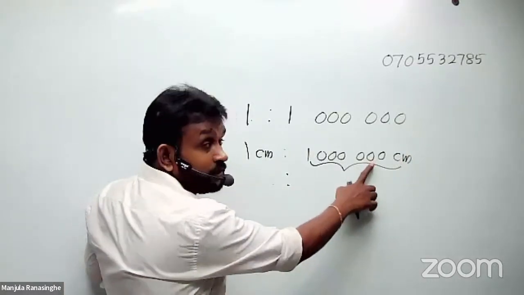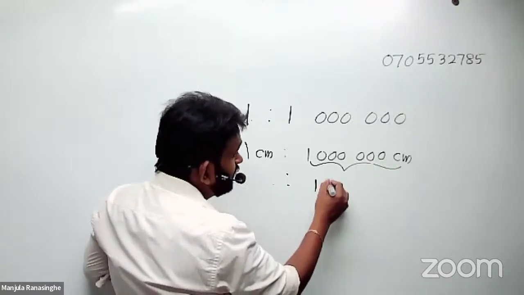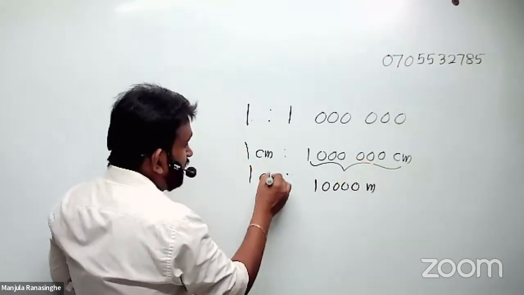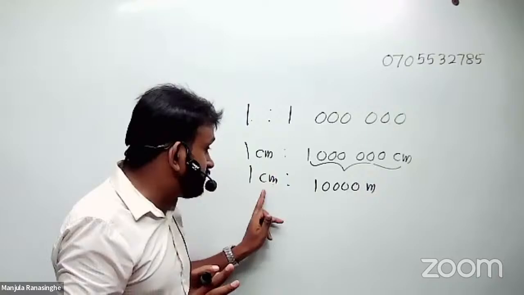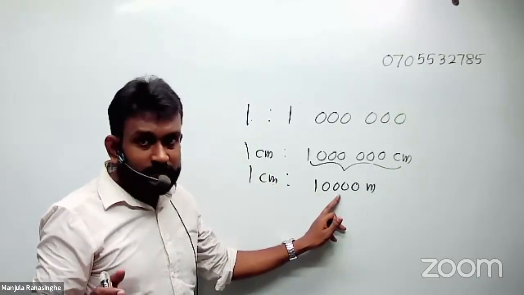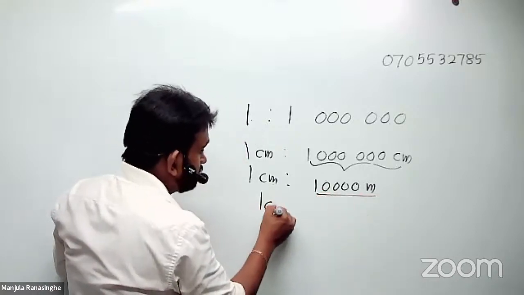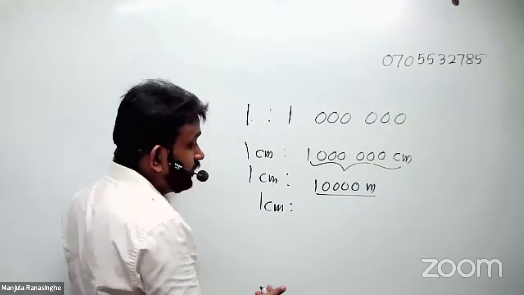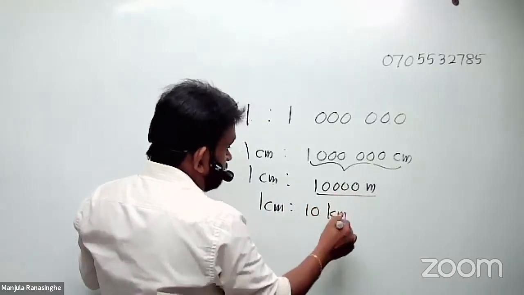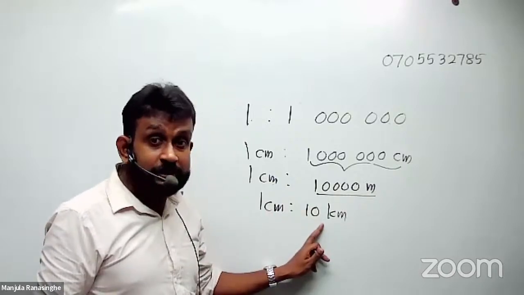Centimeters first convert to meters by dividing by 100. So the last two zeros cancelled, and it becomes 10,000 meters. So that I have familiarized things. 1 centimeter represents 10,000 meters. But I do not feel comfortable, because they are asking for kilometers. I just convert this to kilometers. How to convert to kilometers? Divide by 1,000. Then 10 kilometers. Now I feel better. 1 centimeter represents 10 kilometers.